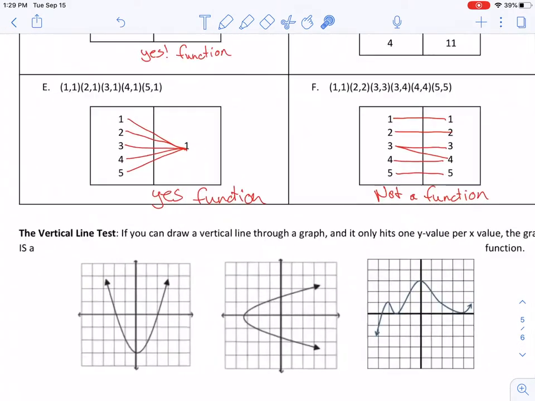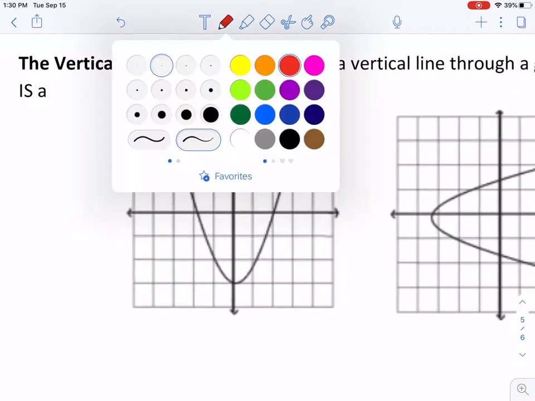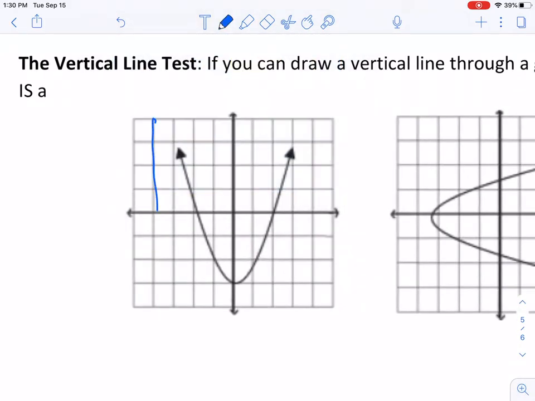That ruins it. We can also check by doing the vertical line test, and we talked about this in class. But if we were to draw a vertical line through our graph, this is saying if my x value is 0, it only has one corresponding y value on the graph. If my x is at positive 1, I only have one corresponding y value here. So this is a function.